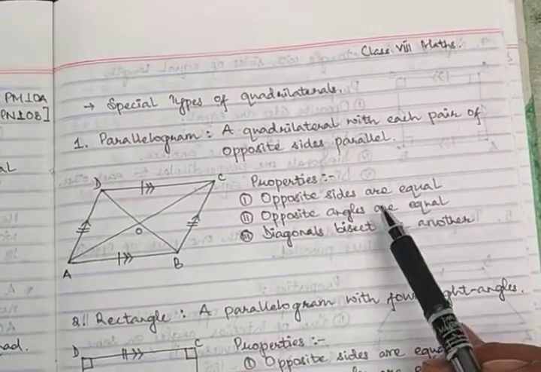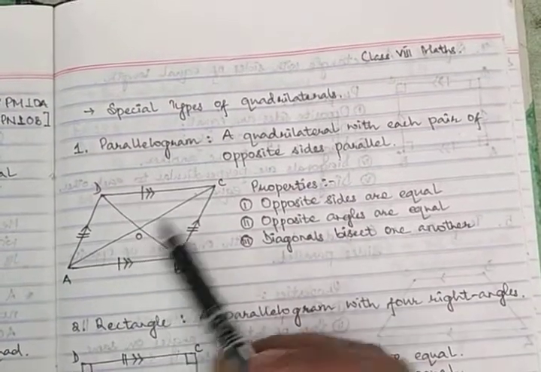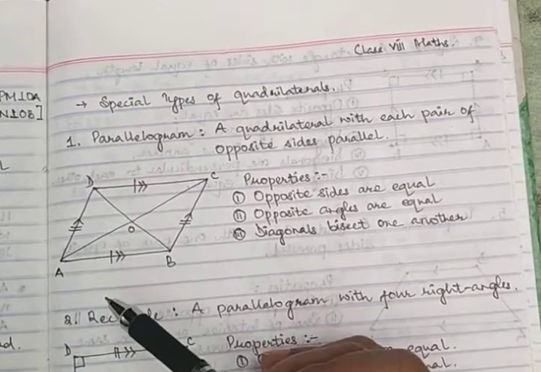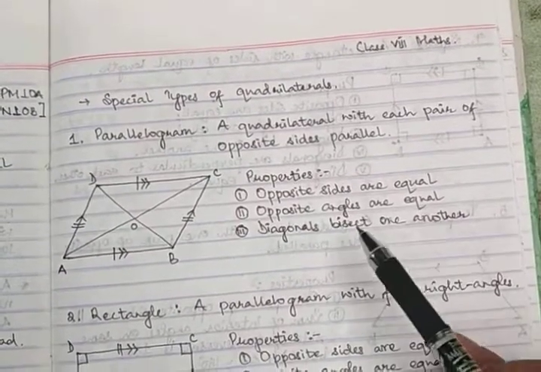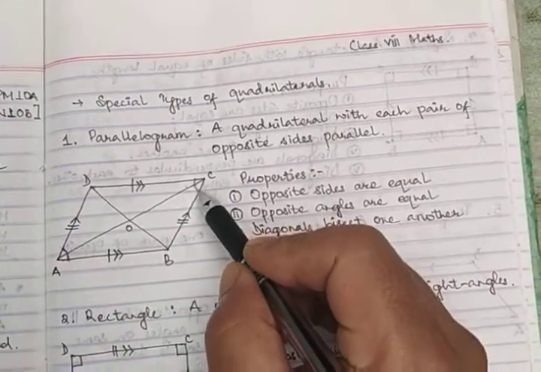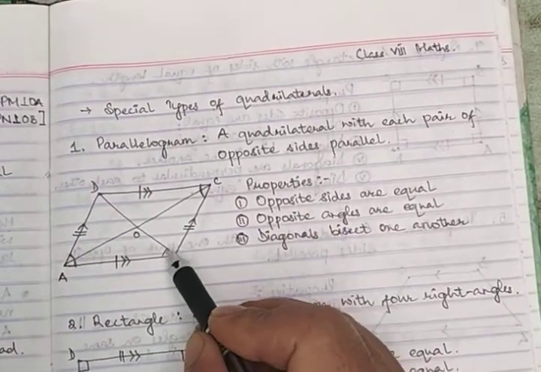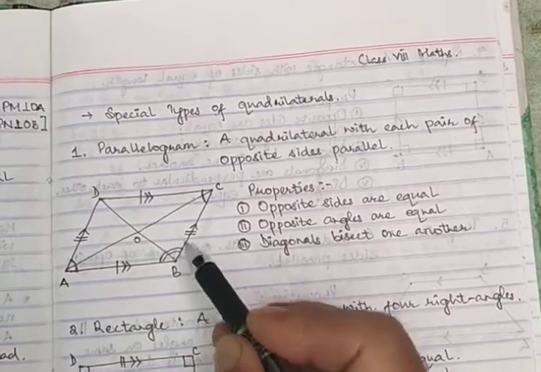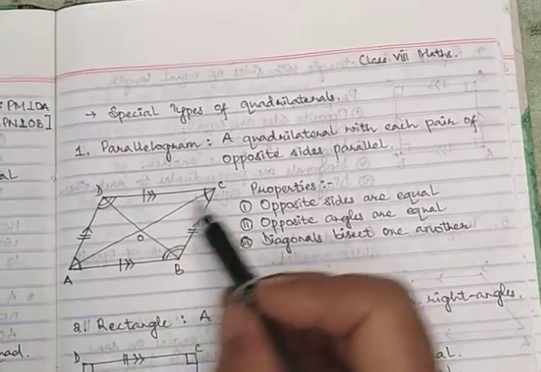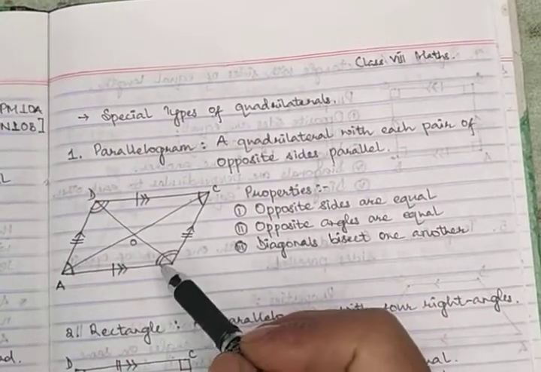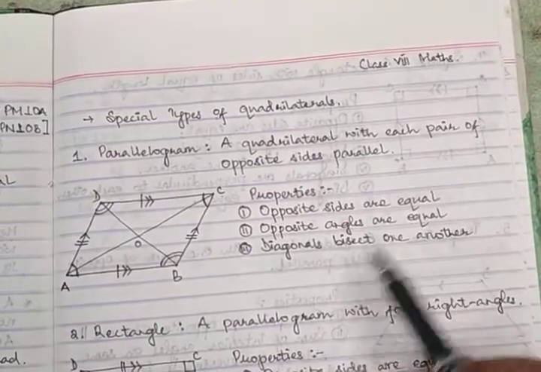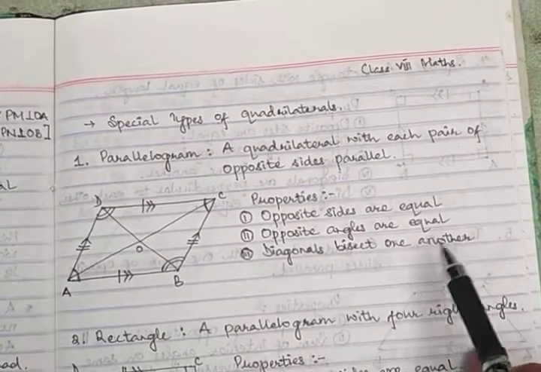Opposite angles are also equal. Since I have drawn diagonals here, I haven't made an arc to represent the angle, but you know what opposite angles means. This angle will be equal to the angle opposite to it, and similarly for the other pair. For angles I have marked different arcs: one arc, opposite angles are equal; two arcs, opposite angles are equal. That was the property. And the diagonals bisect each other.